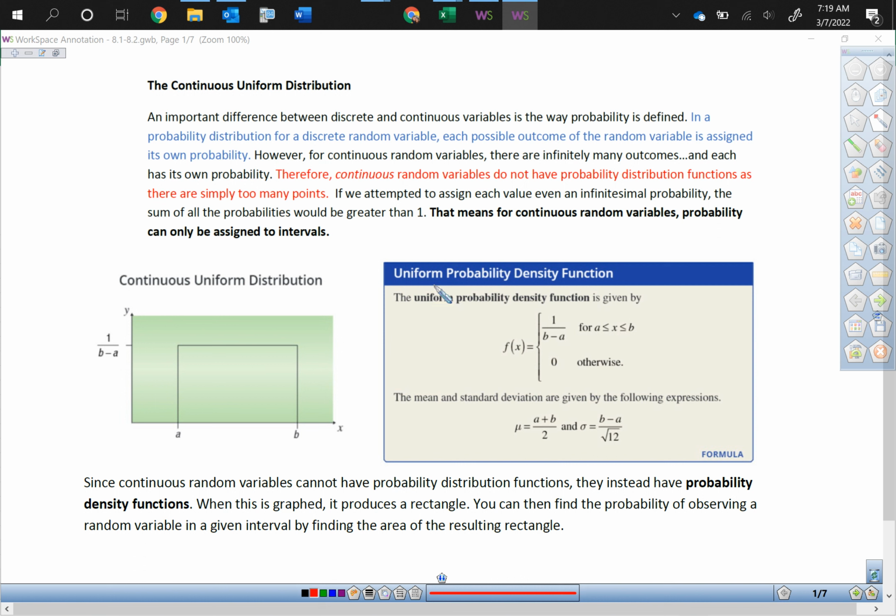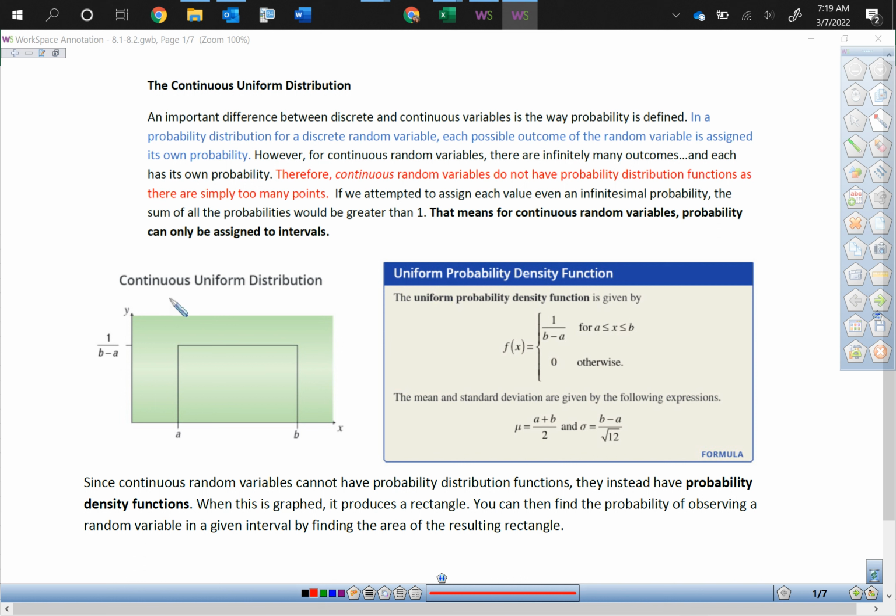There's too many outcomes. Therefore, continuous random variables do not have a probability distribution function because of the fact that there's too many points. If we attempted to assign each value, even an infinitesimal probability, the sum of all the probabilities would definitely be greater than 1 because continuous has too many values. Okay? This means that for continuous random variables, probability can only be assigned to intervals, not each individual value.